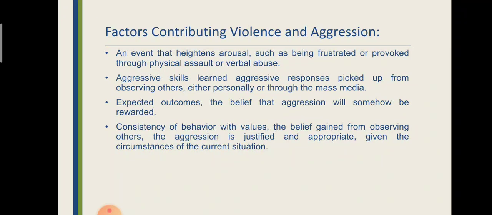So, the consistency of behavior with values, the belief gained from observing others, so the aggression is justified and appropriate given the circumstances of the current situation. So, those are the 4 factors that help produce violence and aggression according to social learning theories.